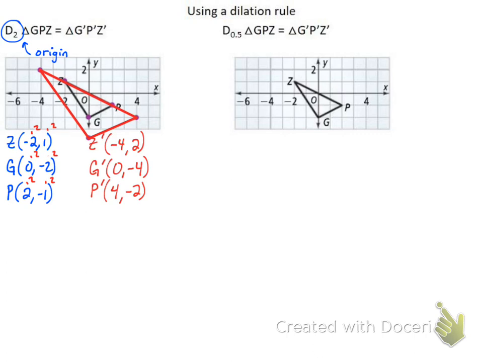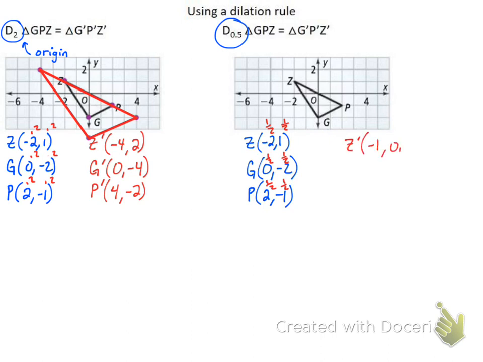With the next one, do the same thing. I want to use the dilation rule that has a scale factor of 0.5, and so I'm going to do the same thing. Same points, Z is -2, +1. G is 0, -2. And then P is 2, -1. So I want to multiply each one of these by 1/2. And so when I do that, I get my Z prime to be -1, 0.5. I get my G prime to be 0, -1. And I get my P prime to be 1, -0.5.